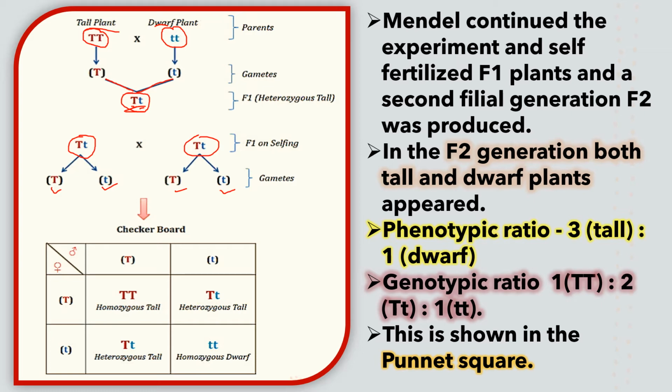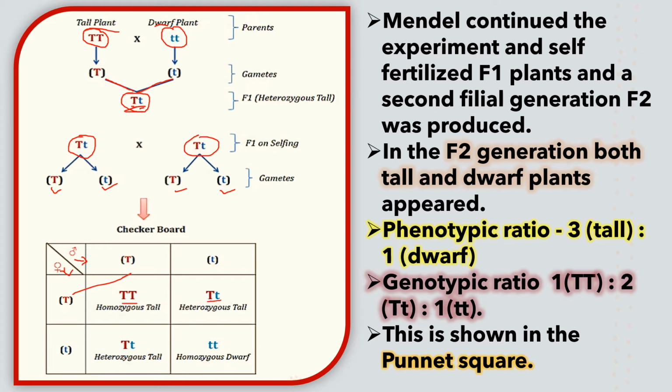This is called a checkerboard or a Punnett Square, where the male gametes are written here and the female gametes here. Can you see male gametes T and t, female gametes T and t. Now we'll cross these two. T into capital T will give you this, T into t giving you this.